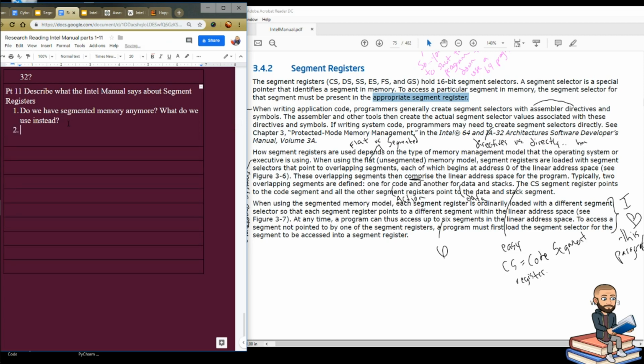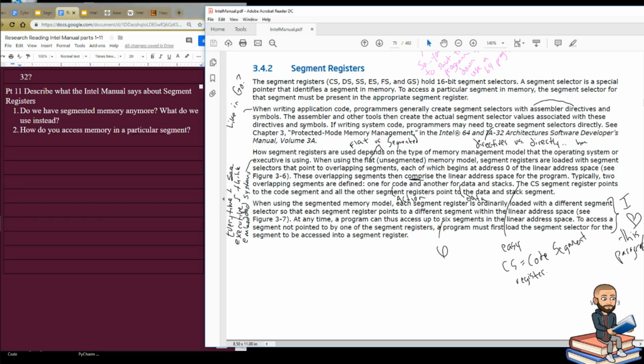So the question could be, how do you access memory in a particular segment? Well, you use the appropriate segment register, and the value of that register is actually the value of an address. When I learned that, that was a real big help for me.